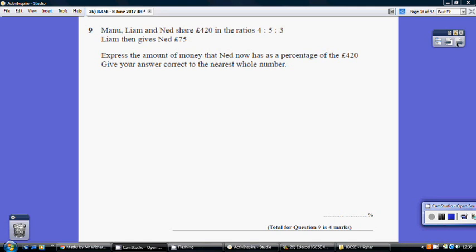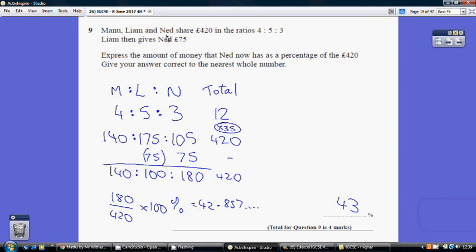Question 9. So M, L and N share £420 in the ratio 4 to 5 to 3. So M to L to N, 4 to 5 to 3. Now that is 12 shares in total, 4 plus 5 plus 3 equals 12. So we need to share this £420 equally across these 12 shares.